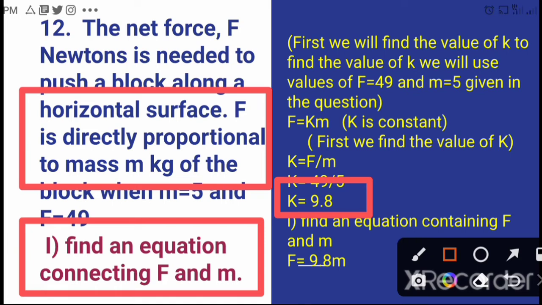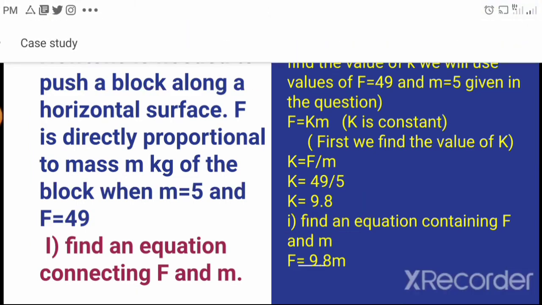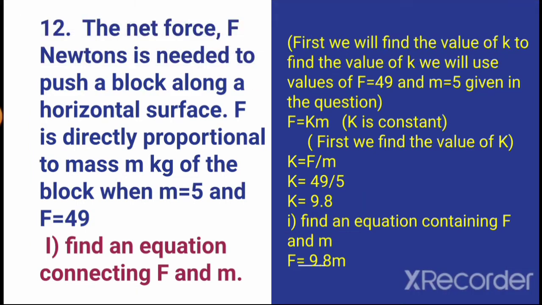Now we have found the value of K. We just put this value of K in our equation. This is how we find the equation connecting F and M. This is the answer of this first part.